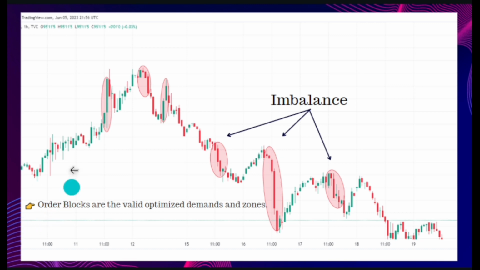We can see here from our chart that we have a sudden move to the upside. That's an imbalance. Here, sudden move to the downside, an imbalance. Sudden move to the upside, an imbalance. So these are imbalances.